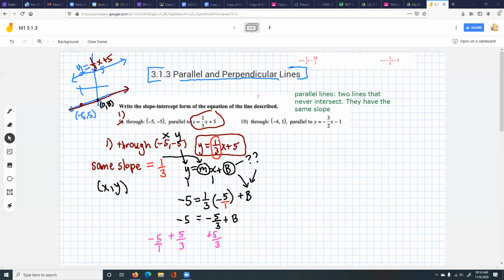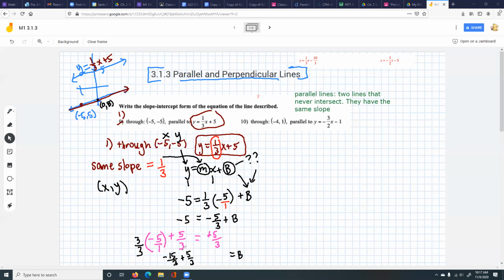You need a common denominator, right? So when you add fractions, you need a common denominator. So to make this a common denominator, I'm going to multiply by 3/3, right? To make this into thirds like that one is. Okay, so when I multiply by 3/3, I'm going to get -15/3. That's the same thing as -5, right? -15/3 plus 5/3 equals b, right?